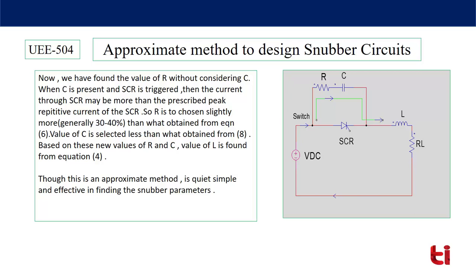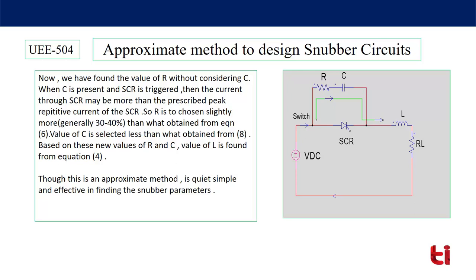So a straightforward assumption is that in the earlier case, to find the value of R, we have not considered the capacitor voltage discharging current, but here we have to consider the capacitor voltage discharging current. Then the current through the SCR will be more than the current whatever we have calculated earlier. So to limit the current within its rated value, the R value should be increased. So based on equation number 6, R will be 30 to 40% more than the value obtained in equation number 6.